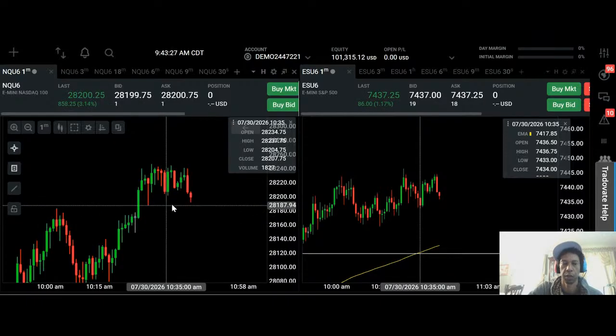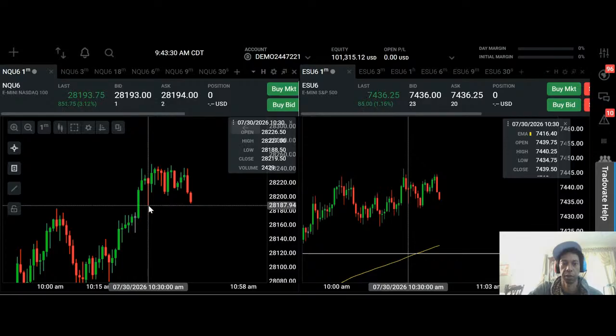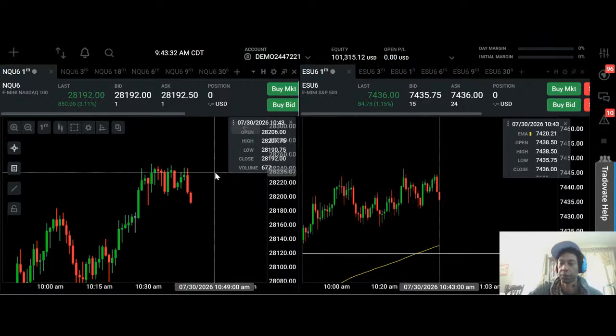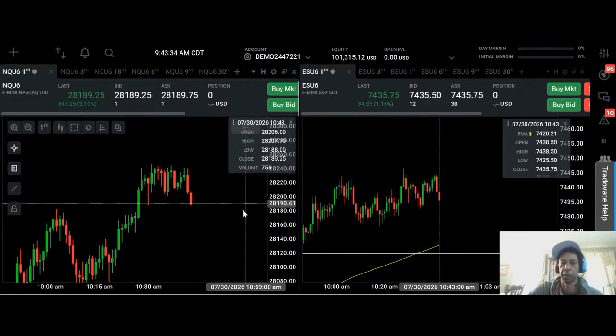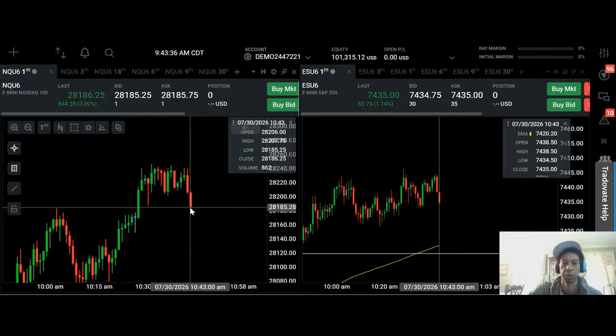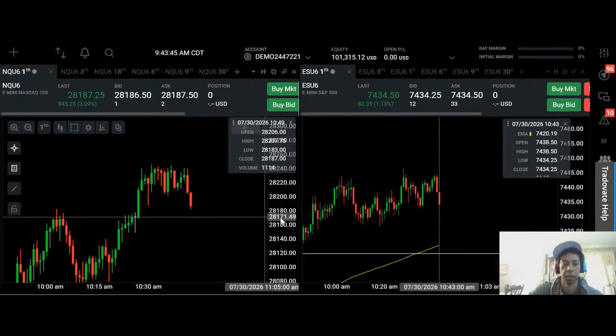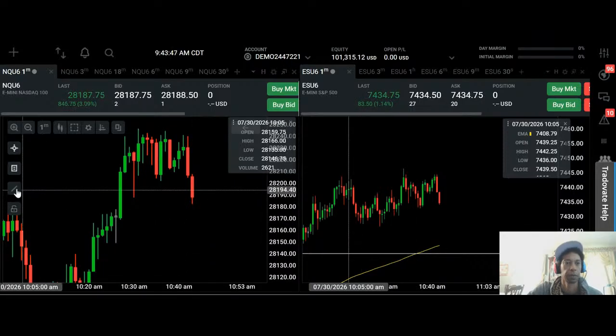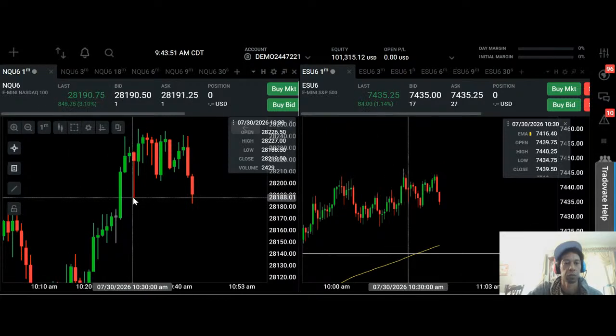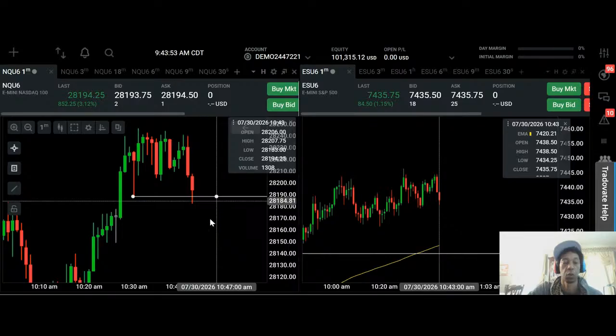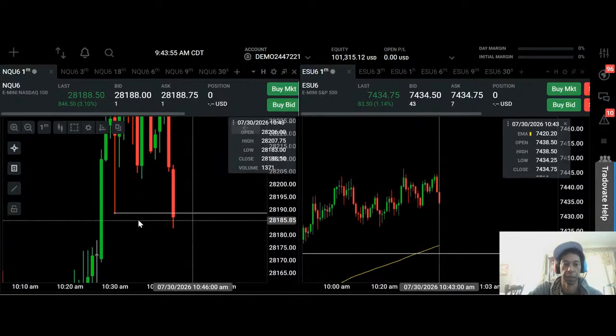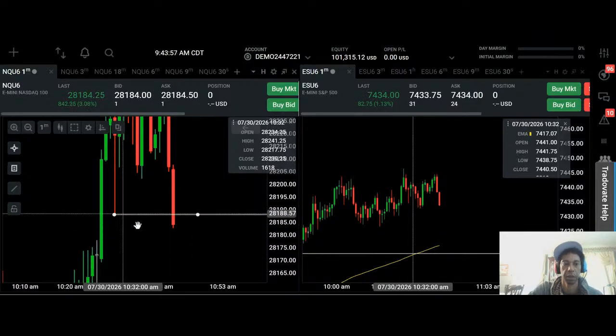Yeah, we're coming into the macro now. So they waited till the second macro. A wick below here, a closure back above would be great. So we need the wick below. I'm not gonna rush it. Wick below, then we need a green candle to close back above this low. Or the red candle can close back above, that's fine, as long as there's a wick below.